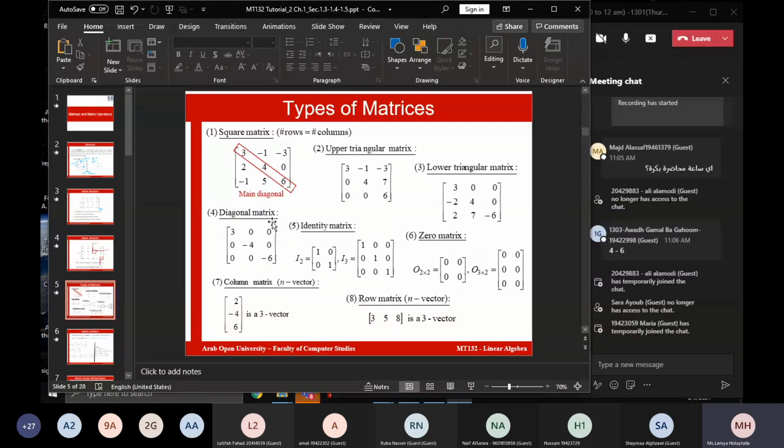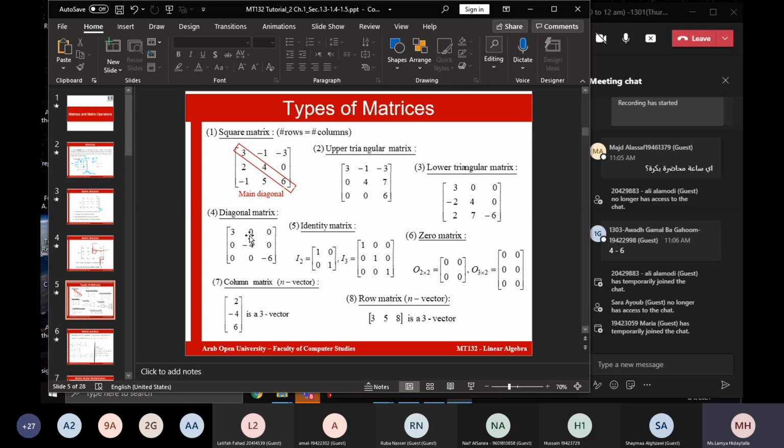Now, a diagonal matrix. What is the diagonal matrix? By the way, if the matrix is a square matrix, these elements we call the diagonal of the matrix. So the main diagonal of the matrix is this one, and this exists in the case of a square matrix.